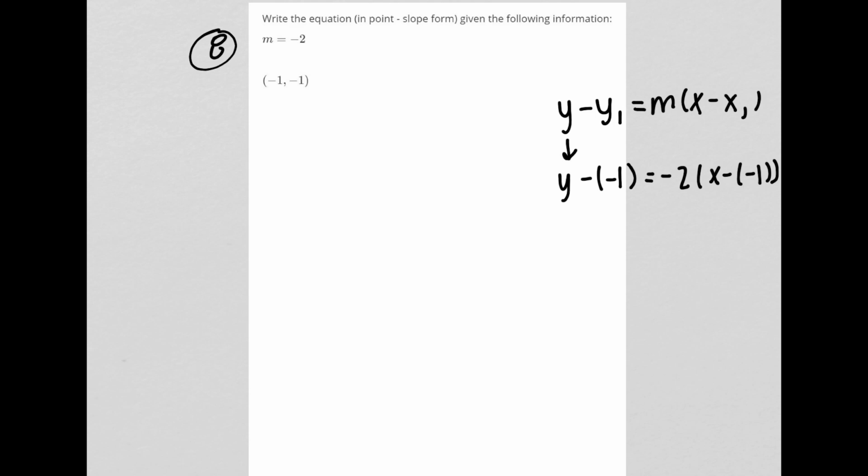We're almost done, but remember when you subtract a negative, it just changes to positive. So you have y plus 1 is equal to -2 times x plus 1. And this is it, you're done.